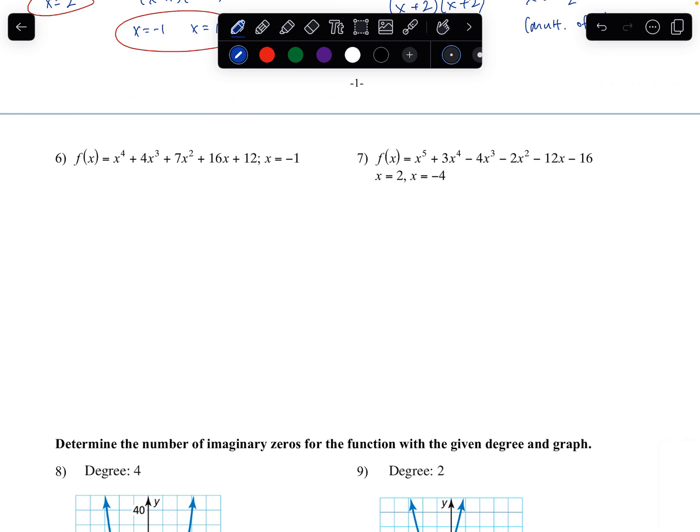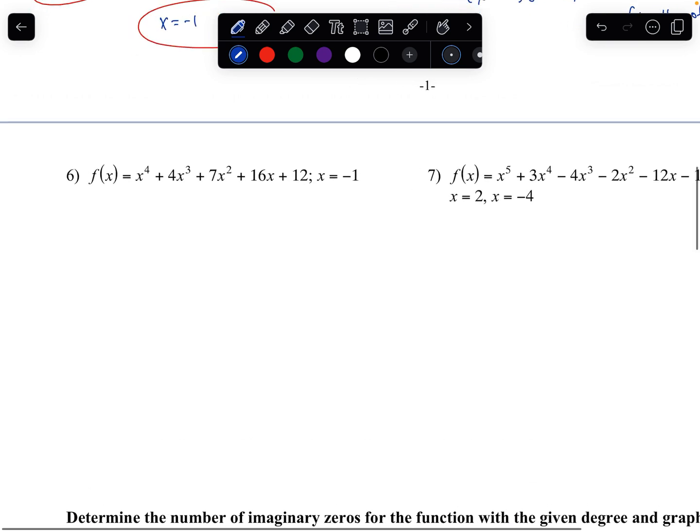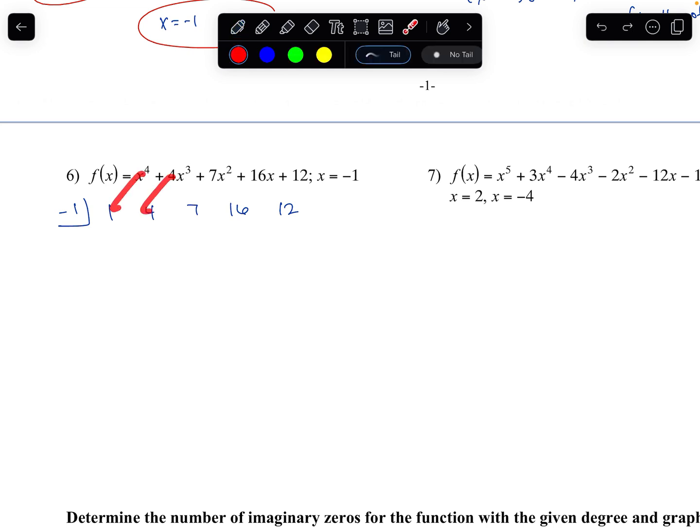Let's try 6. Let me just graph it, make sure that x equals -1 is a solution. X equals -1 is a solution. Okay, so let's go ahead and do synthetic division. We're going to have 1, 4, 7, 16, 12. No, 4, 3. So 4, 3, 2, 1, 0.